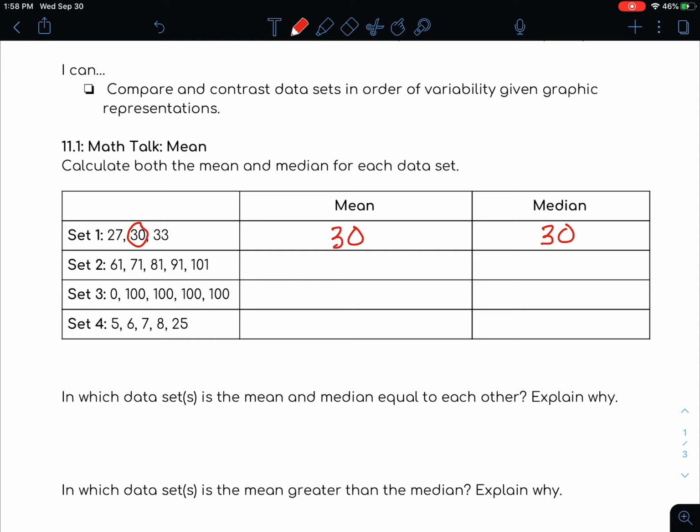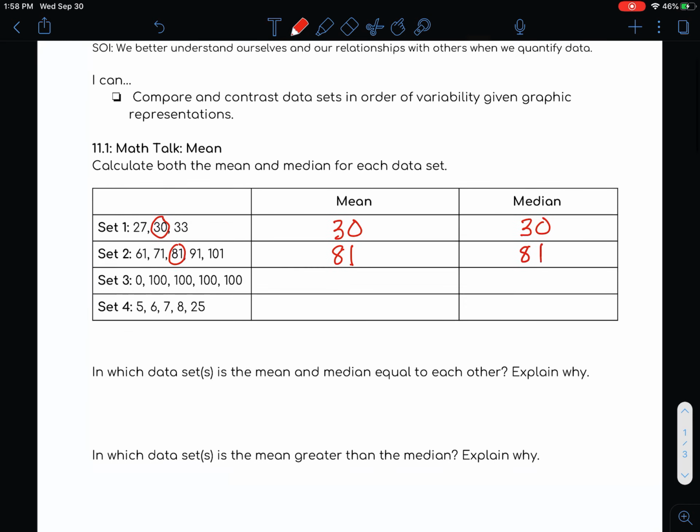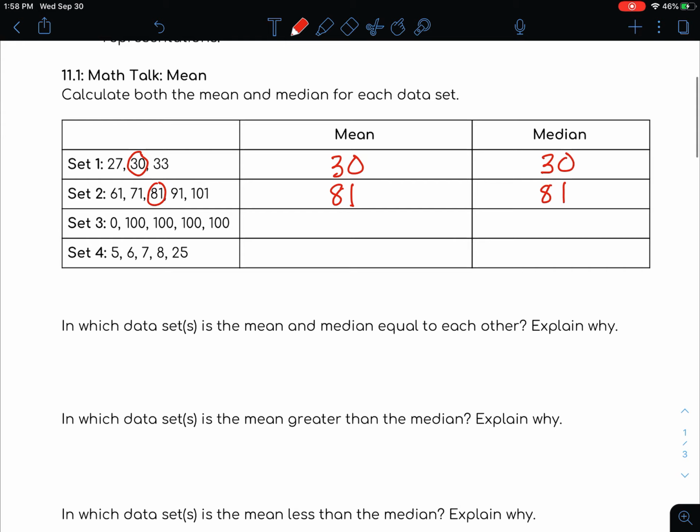In the second set, we can take a look and see, okay, if I add these together, 61 plus 71 plus 81 plus 91 plus 101, and divide by 5, I get a mean of 81. And if I look at the middle number, I also have a median of 81. So you can start to take a look at those two sets and see, okay, why is that true? Why are the mean and median the same?